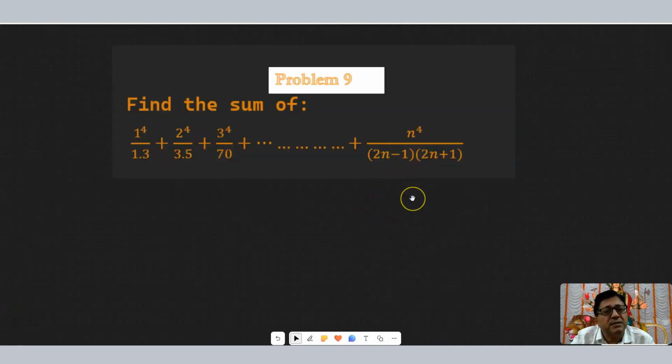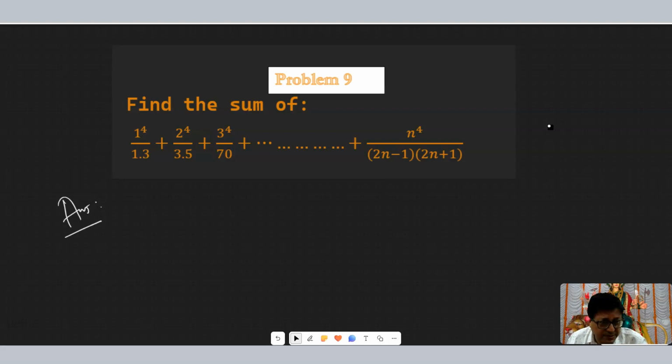Really it's a difficult sum. Problem number 9, where the nth term is also very complicated. Fourth power is there. How to simplify it? Can this be a telescoping series? You will say that the chapter you are doing is on telescoping series, so it will be. Actually, I have chosen some sums in such a manner that they can be reduced to telescoping series.